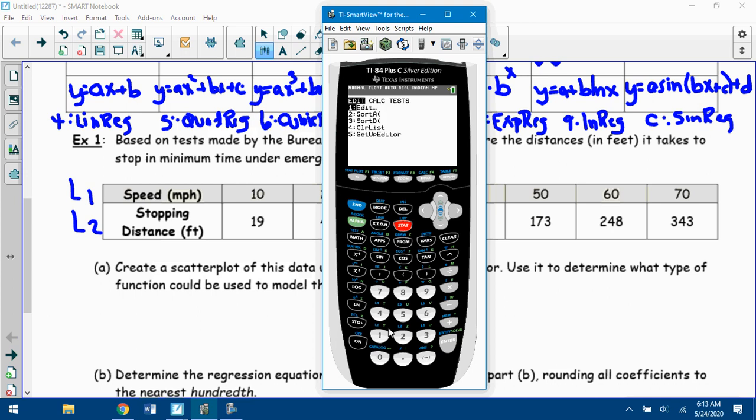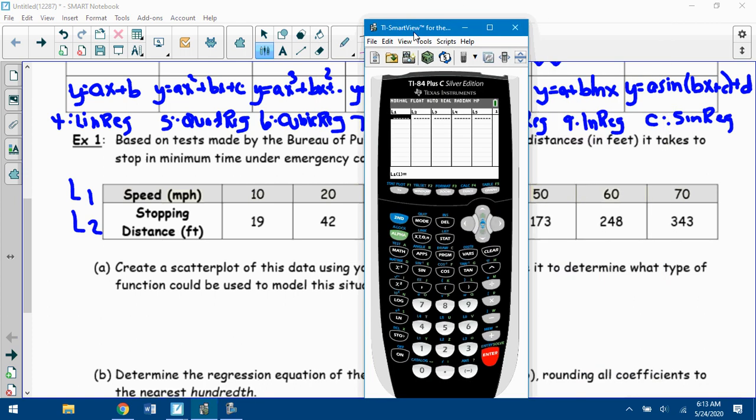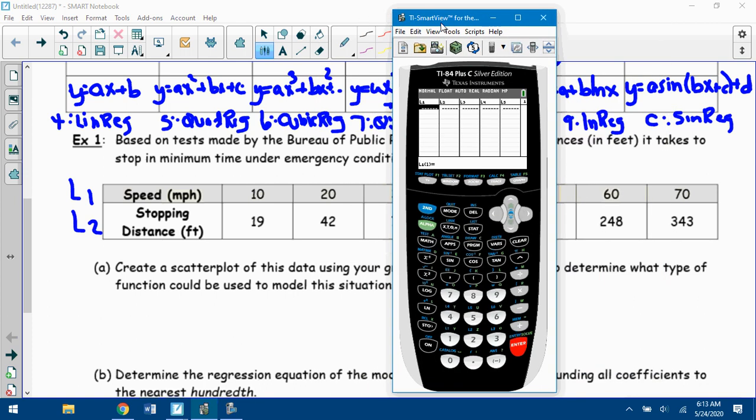So stat, edit, clear out anything you got in there. We got an L1: 10, 20, 30, 40, 50, 60, 70. I'll go over to L2 and type in the stopping distances.